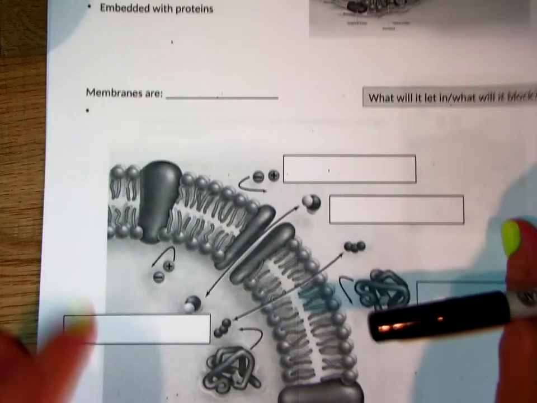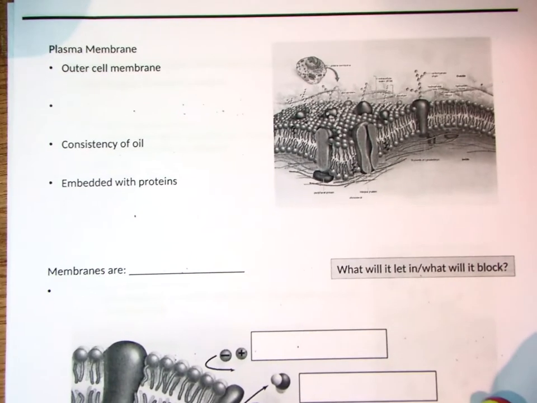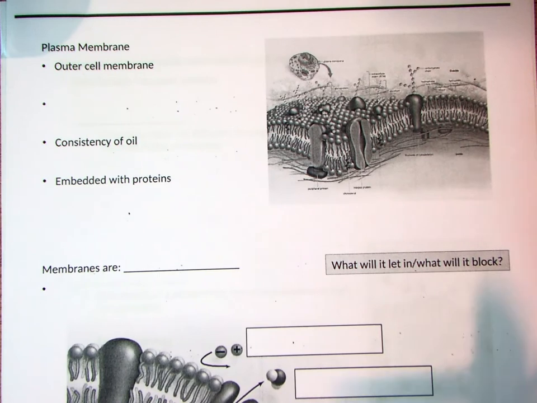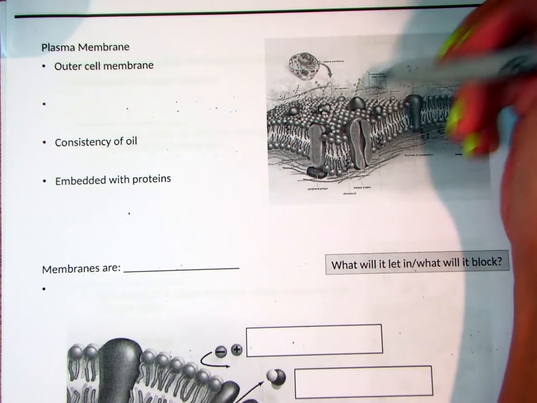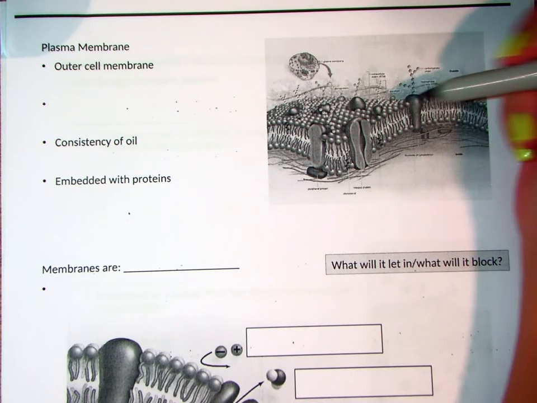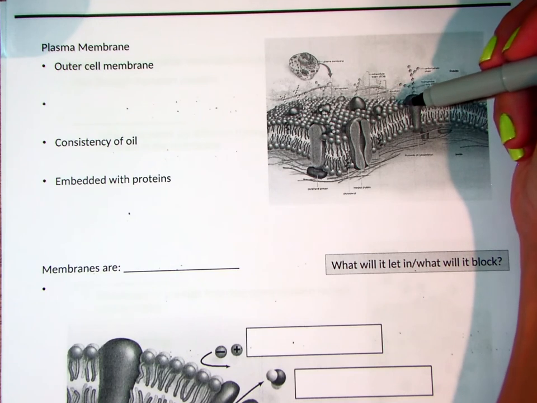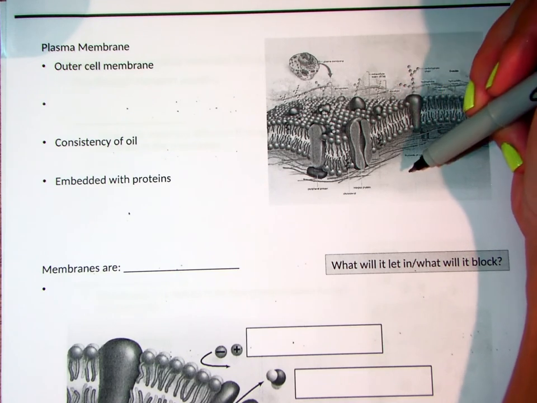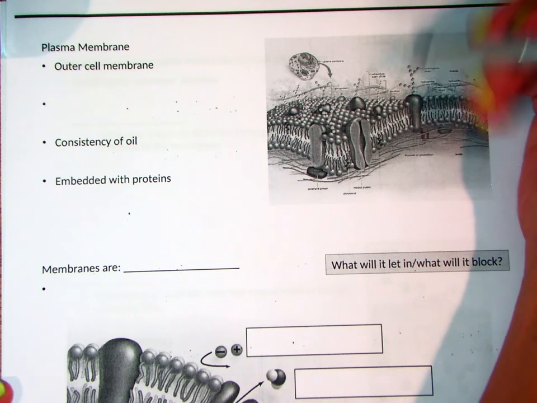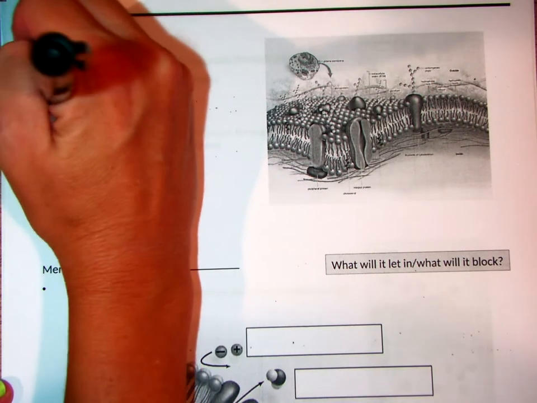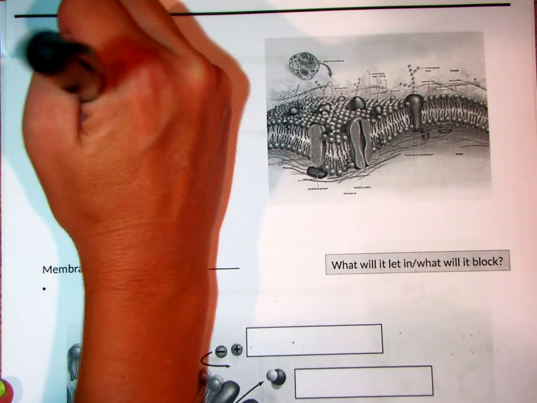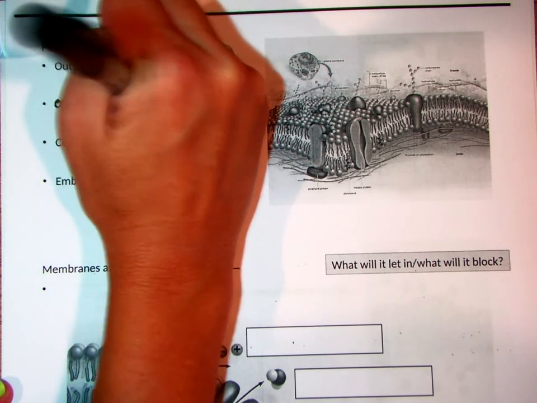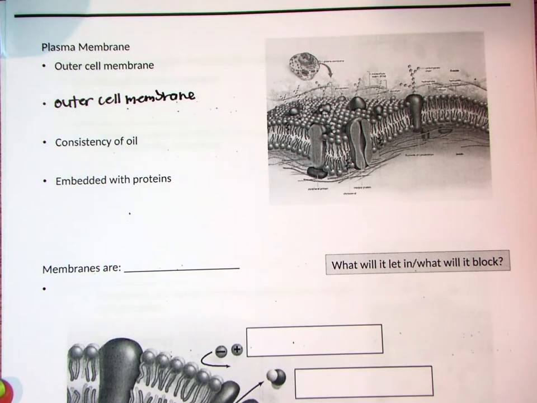Okay, so on to the plasma membrane. Let's talk a little more about this. This is the outer cell membrane, and it surrounds all types of cells. Prokaryotic, eukaryotic, they all have a cell membrane, and their function is to control what comes in and out. So that's very important. So it's the outer cell membrane. My 7th graders call it the gatekeeper of the cell. It's going to control what comes in or out. And it's the consistency of oil.